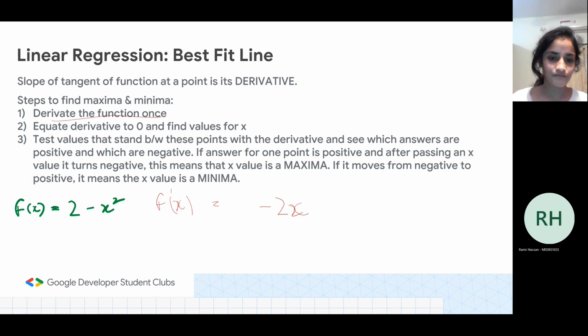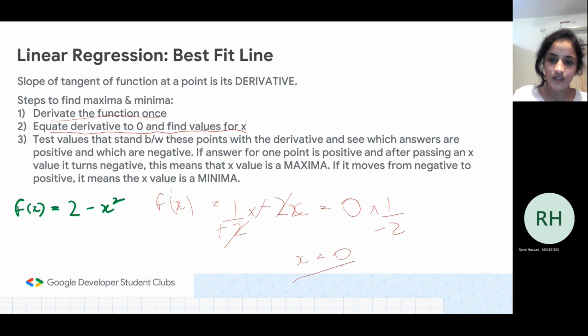2x is our answer. Second step, it says equate the derivative to 0 and find values for x. So if I equate this to 0, to get rid of the coefficient, I can just multiply on both sides and then these will get cut. And anything with 0 is 0. So the value I got for x is 0. In some cases, you get multiple values, but here I just got 0.